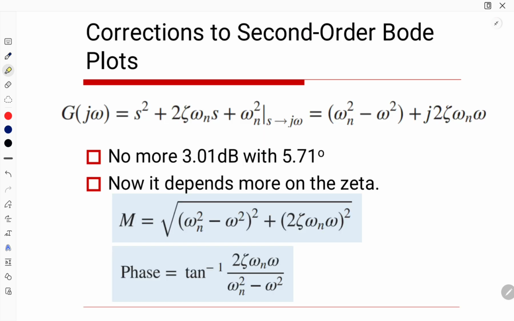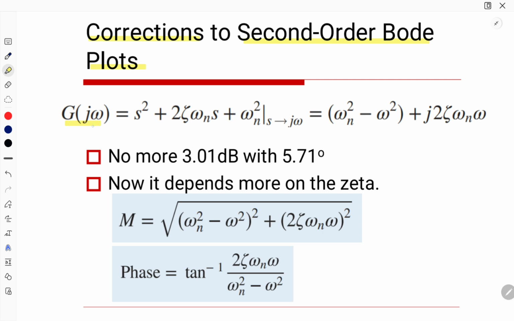But how do you really plot the second order Bode plot? Because those are asymptotes, it's not the exact value. So let's make some correction to it.